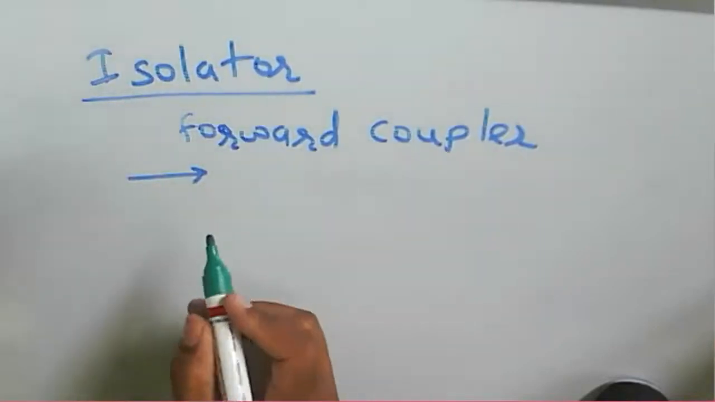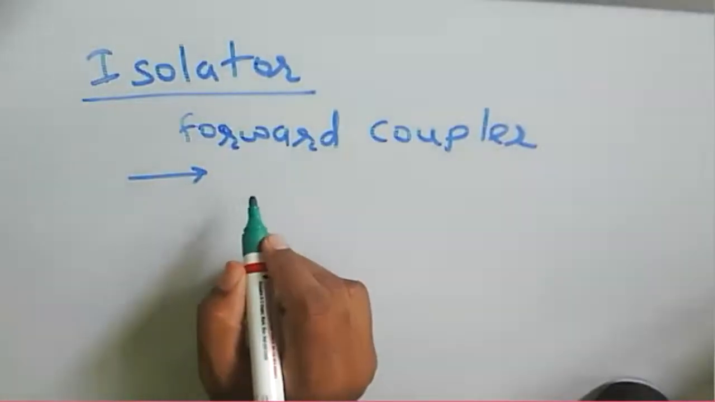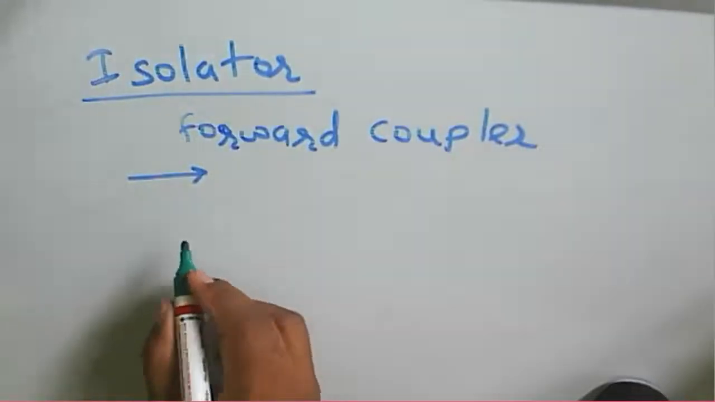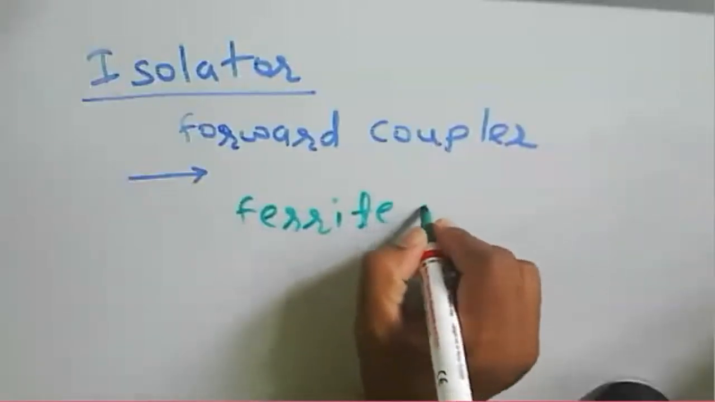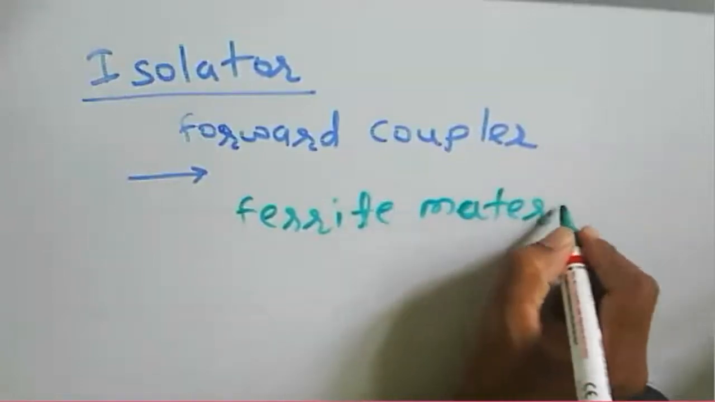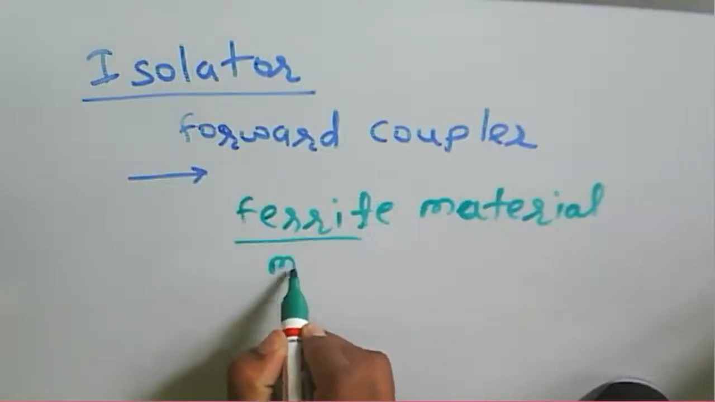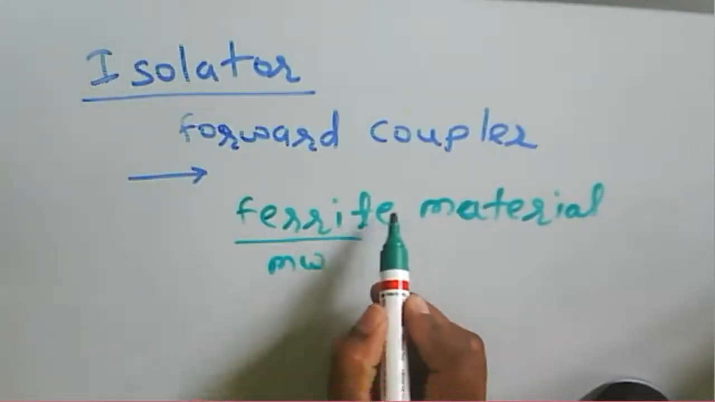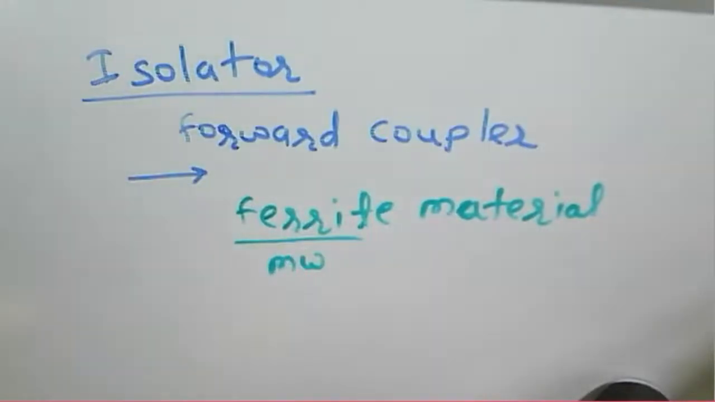So how will it be? We need to consider how it happens here. Inside a particular waveguide, we need to consider a ferrite material. Now the ferrite material has a property: when your microwave signals are passed through this ferrite material, that signal will rotate.